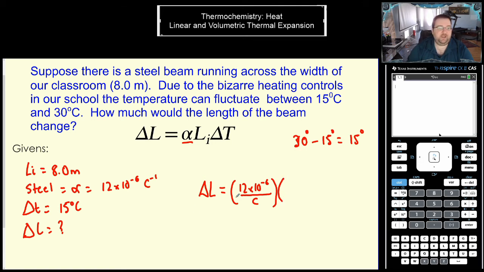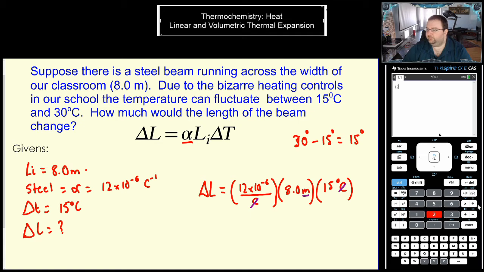Then we're going to multiply by the initial length, which is 8.0 meters. And then by the change in temperature. What's my change in temperature? 15 degrees Celsius. And now you can probably see why understanding that Celsius to the negative 1 is below a fraction is going to be useful to you. If you have Celsius below the fraction and Celsius above the fraction here, they're going to cancel out, right? So what unit are we going to be left with? Just meters. And let's type this into our calculator.